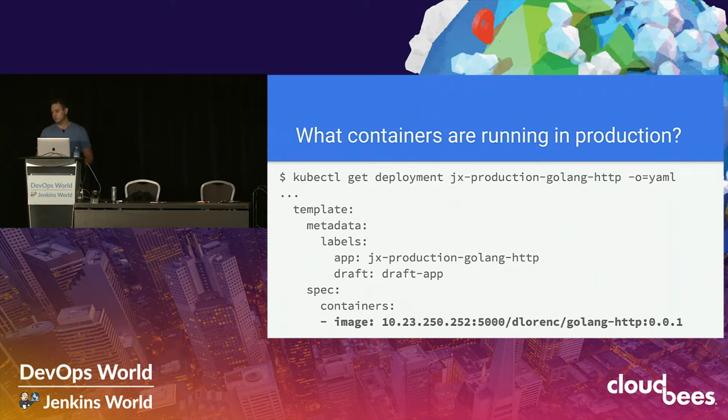Does anybody see the problem with this? There are a few problems, but one of them is that little piece on the right, :0.0.1. This image was deployed by a tag, and tags in the Docker universe are completely mutable.